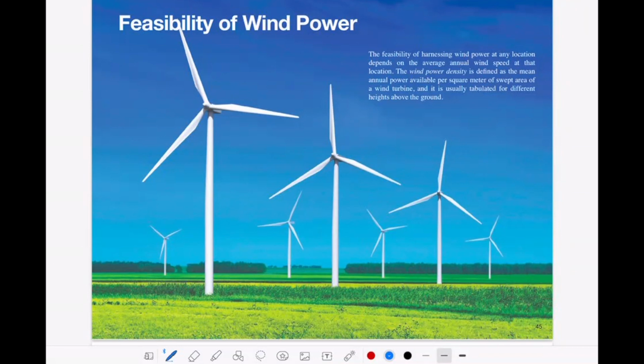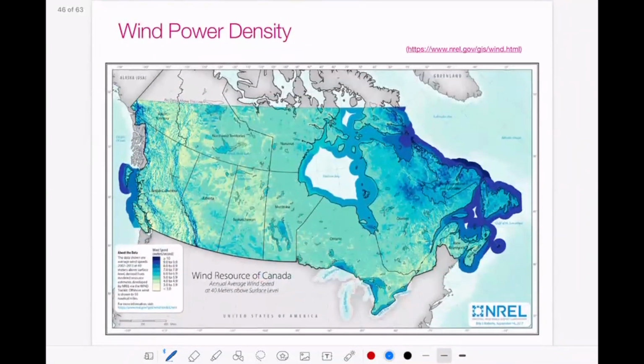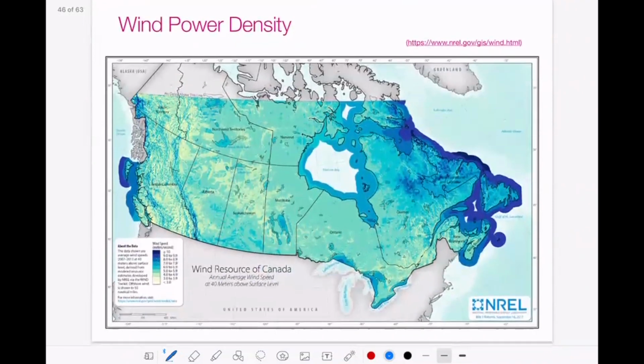And there's actually charts. I think the next slide shows a chart provided by various organizations that map out average winds at different elevations from the ground. Yeah, here is an example. If you go to this website, you can play around with maps from all over North America, and it'll give you maps of the average wind speed depending on the altitude. For example, in this map we have 40 meters above sea level. This is the average wind speed.